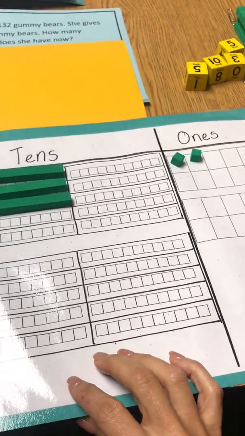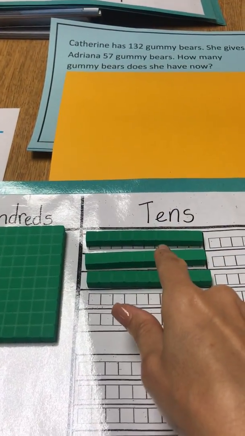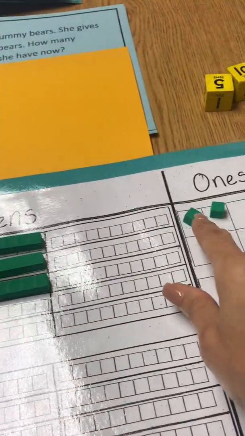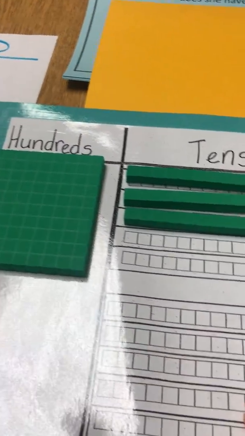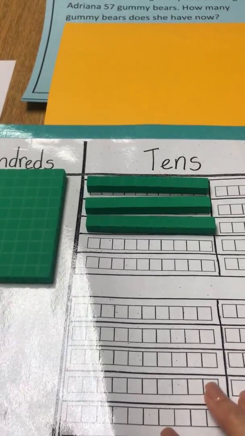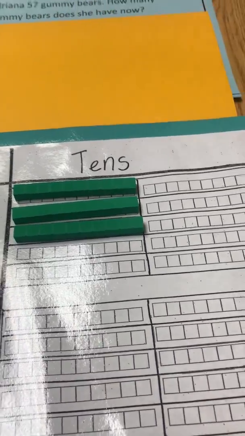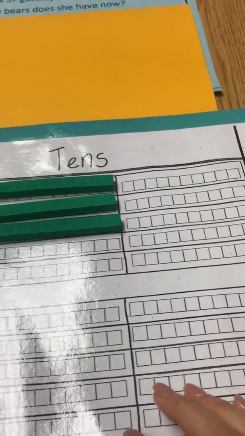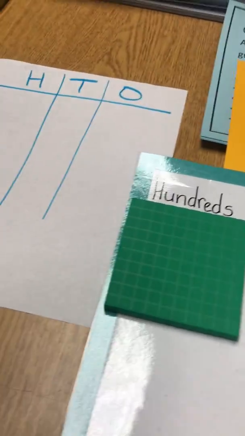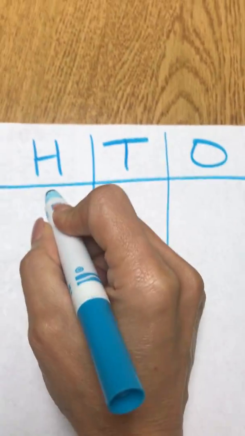And when they're done, we're going to go ahead and have them count down: 100, 110, 120, 130, 131, 132. All right, boys and girls, we have our 132 gummy bears, and she gives away 57 gummy bears. And give them some time to turn and talk. What does that mean? What does that look like? Then what we want to do is side by side, we're going to go ahead and write that number sentence, the algorithm.